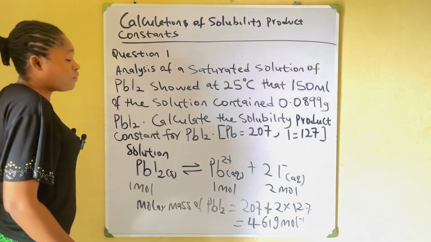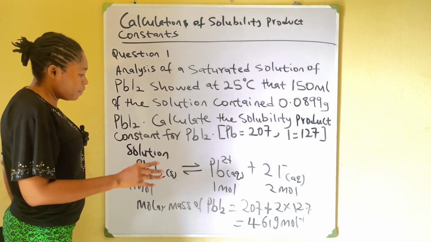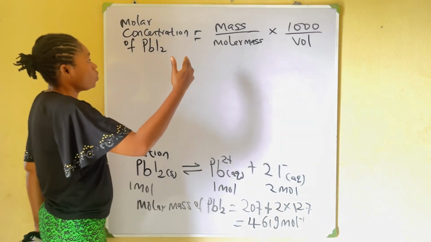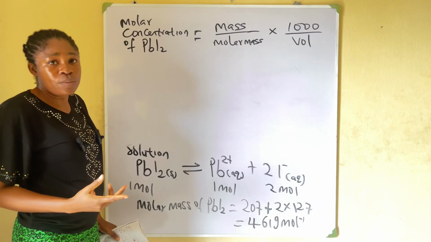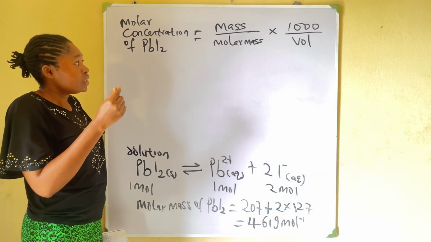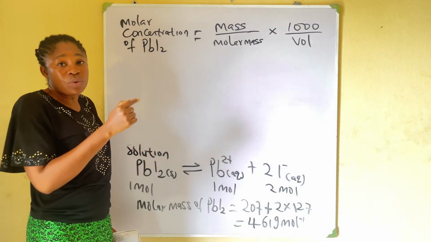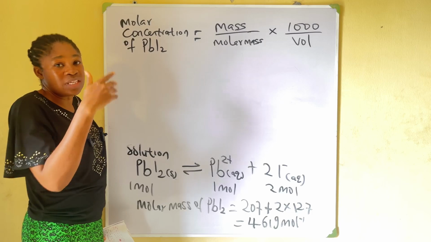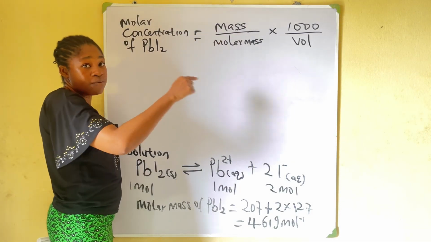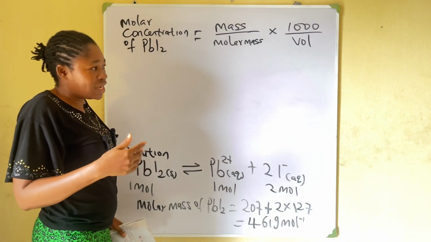So this is the molar mass. So how to find the molar concentration of lead 2 iodide? The formula is mass over molar mass times 1000 over volume. You can also say molar concentration is equal to mole divided by volume in dm cube. You just do your conversion. The 150 ml given to us in the question, convert it to dm cube. So now do mass over molar mass times 1 over 0.150. You still get the same answer.